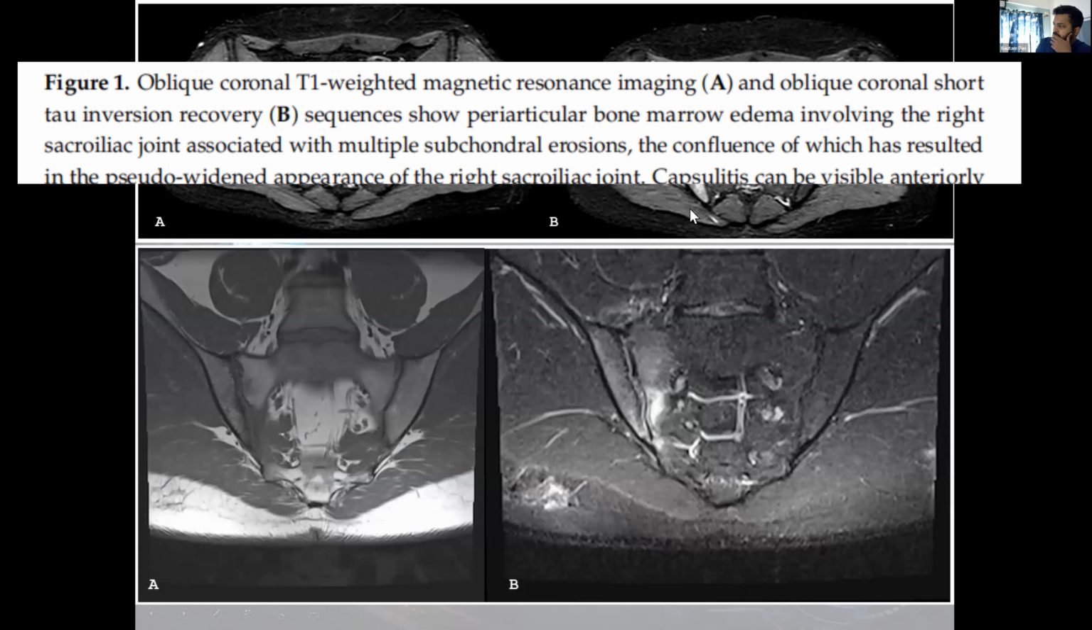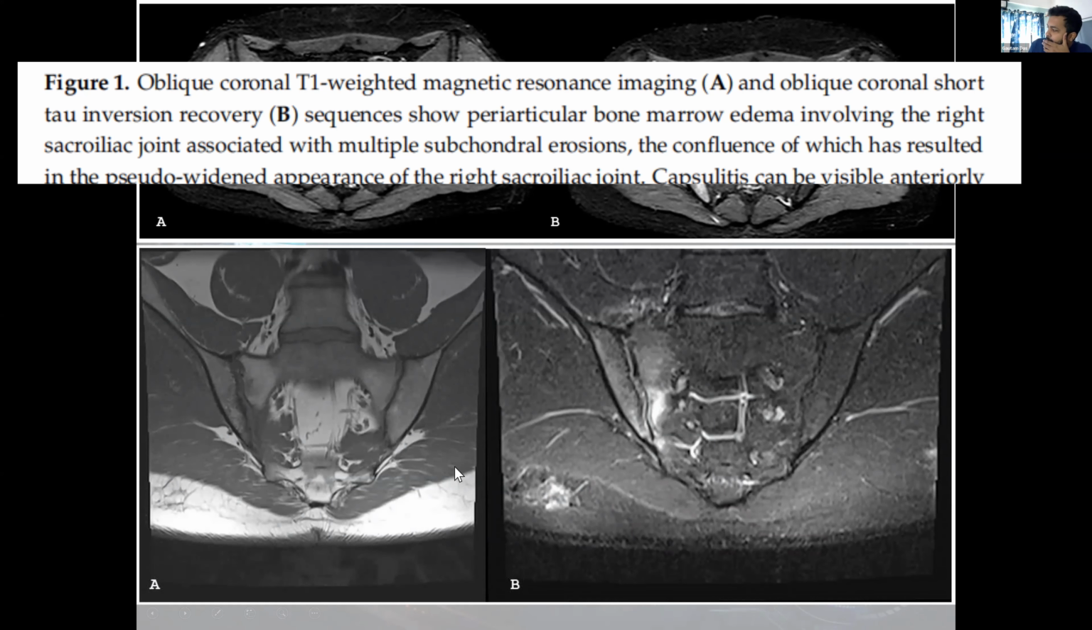The first image is T1, where the fat is white and disc is black, and the second image is the STIR. This is the significance of comparing between the STIR and the T1 image. In STIR, fluid is seen as white, and in T1 image, fluid is seen as black. So when we compare that, we can clearly see there is an edema.